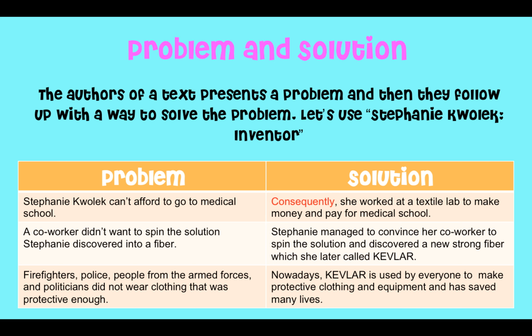She basically gave him reasons why. She explained the importance of spinning this solution to see if there's anything new that could have been discovered, and there was, right? It was a very strong fiber, which was called Kevlar.